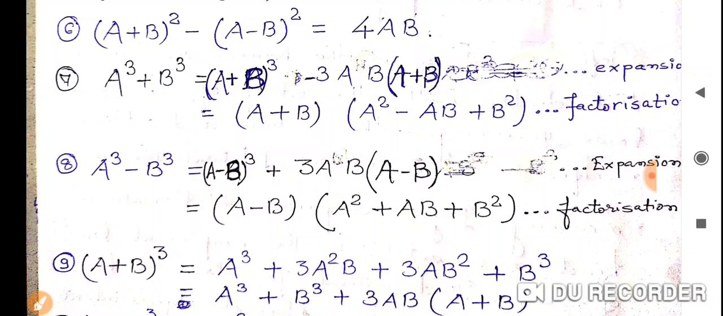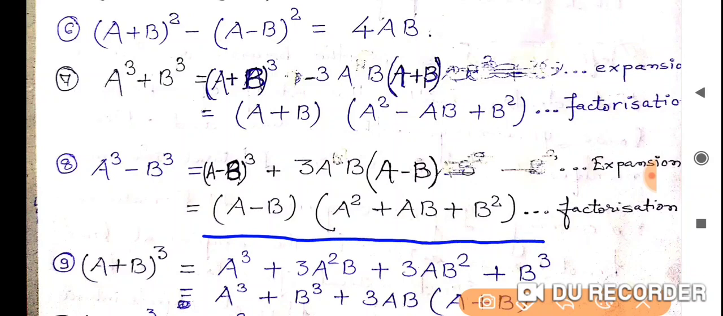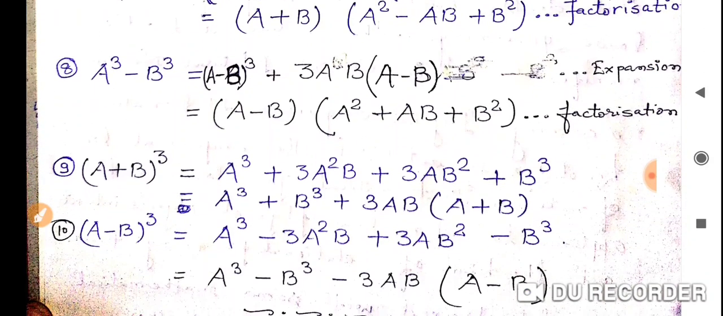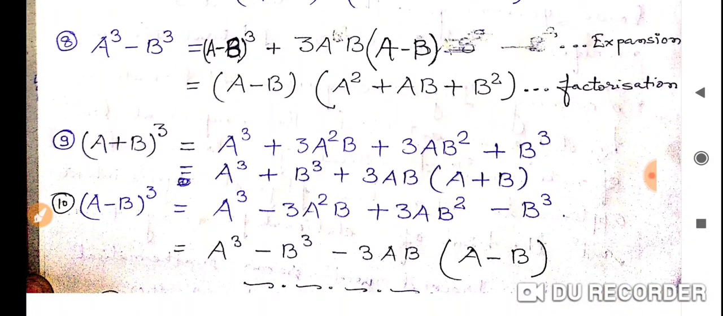Next one is a³ − b³ = (a−b)³ + 3ab(a−b). In another form, the formula used for factorization is a³ − b³ = (a−b)(a² + ab + b²). Next one is (a+b)³.